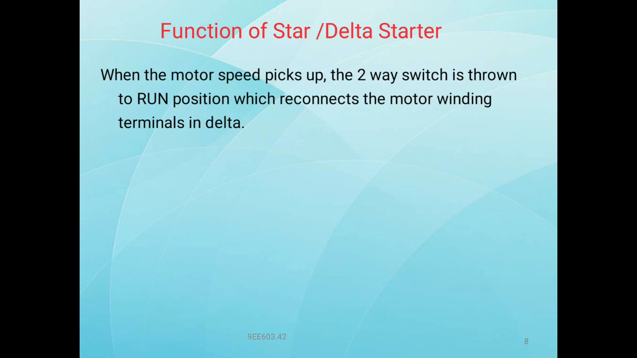Functions of star delta starter. When the motor speed picks up, the two-way switch is thrown to run position, which reconnects the motor winding terminals in delta. Now the motor is on full line voltage.